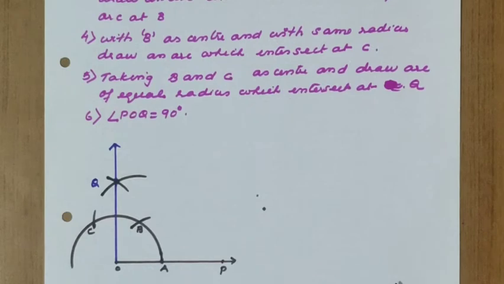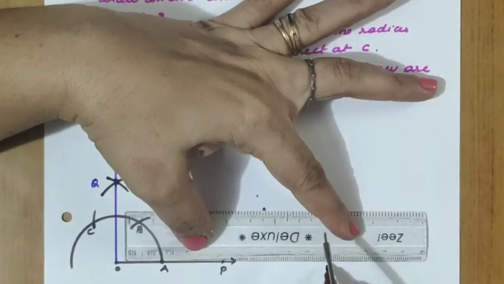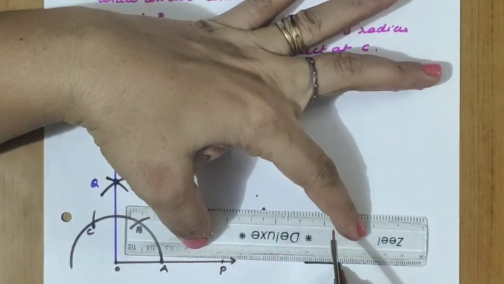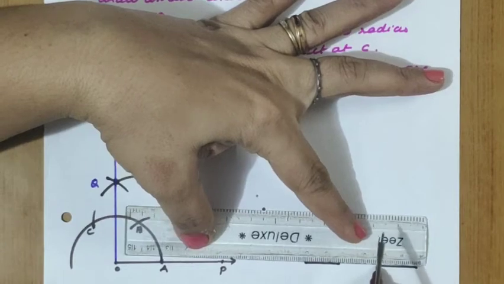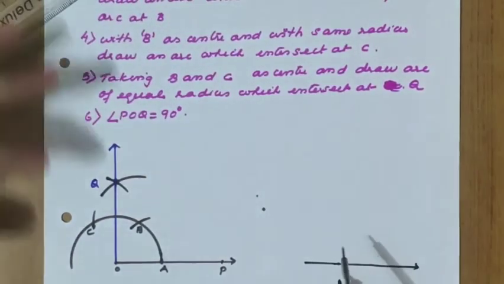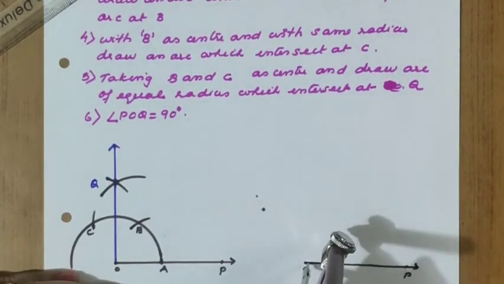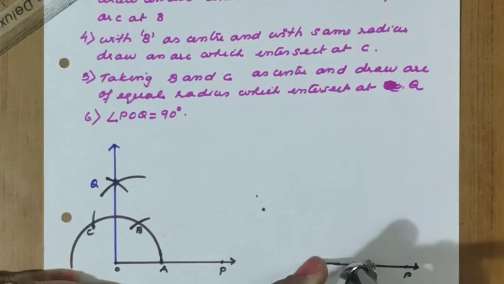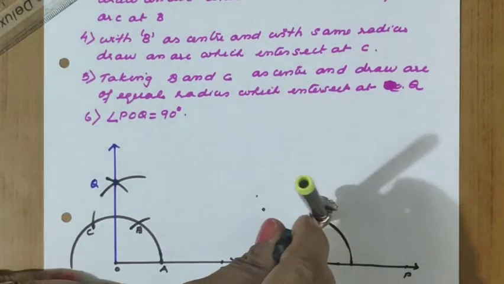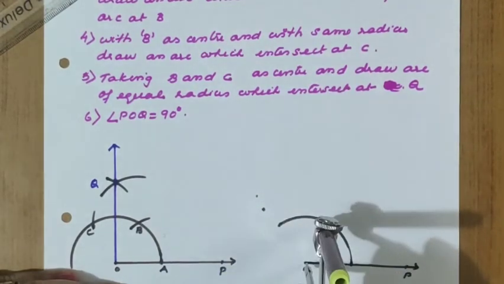Once again I'll draw the steps. Lower class you might have studied this one. What are the steps here? We have to draw an arc. Any ray is given to you. Any ray you can take. So I'll draw the ray now. O and P. What is the next step? With O as a center, draw a semicircle.